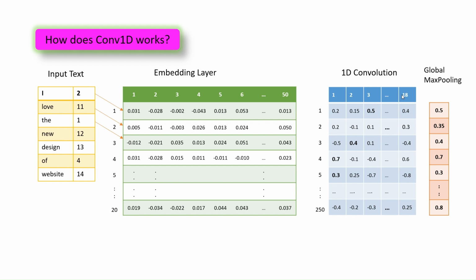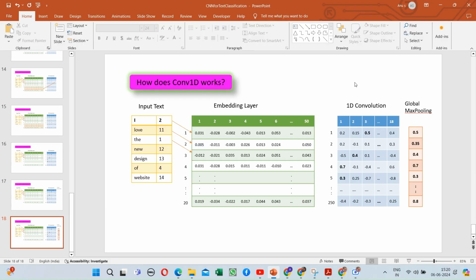This is how a Conv1D works on text data. Now let's go to the Google Colab notebook to see how to use this in a text classification task with a sample of data.